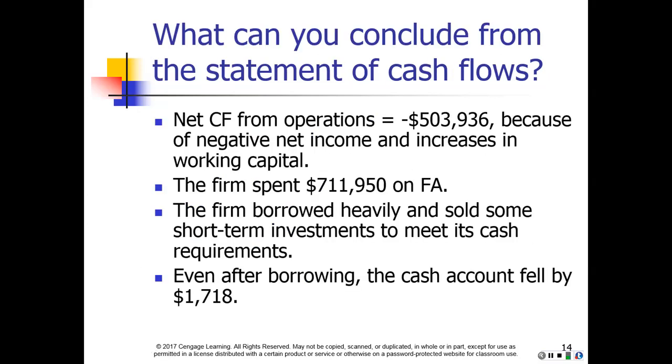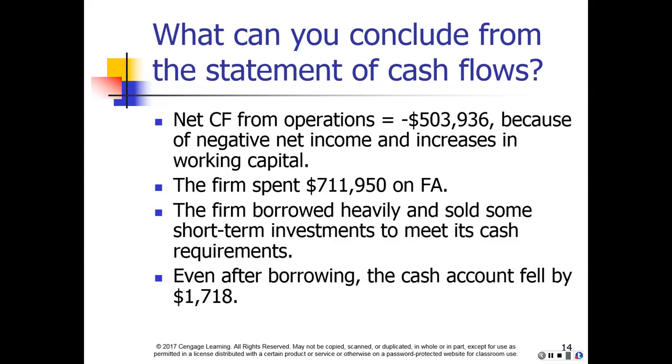All right, so that's what we saw from the statement of cash flows. Net cash flow from operations was negative 503,936 because of negative net income and increases in working capital. And if you're wondering what working capital is, basically it's the difference between accounts receivables and accounts payables and accruals from the current assets and current liabilities side of the balance sheet. Right?